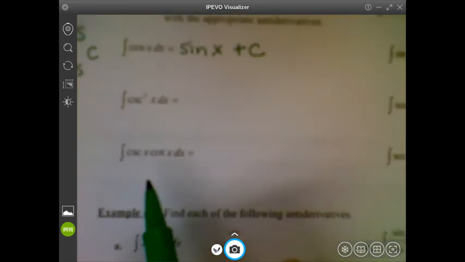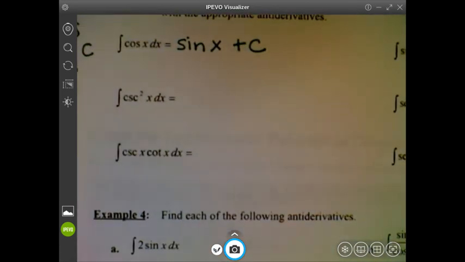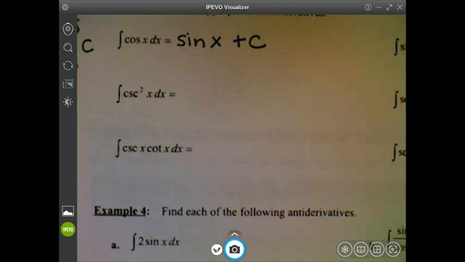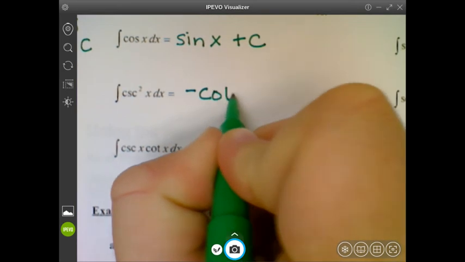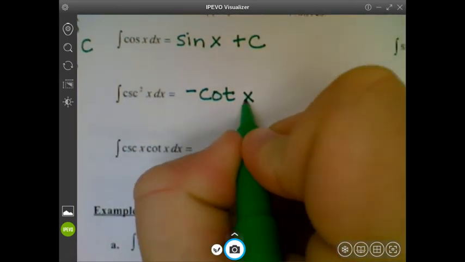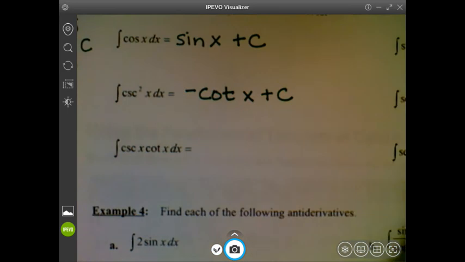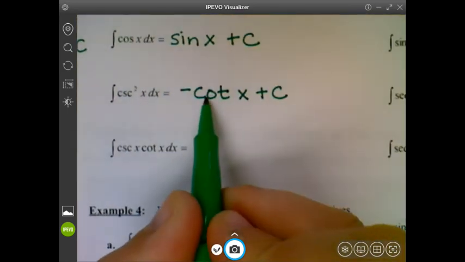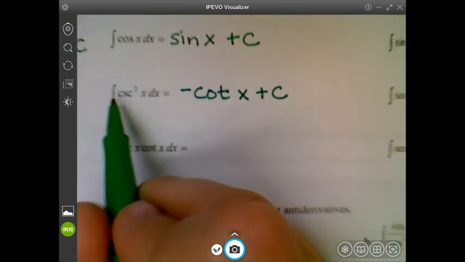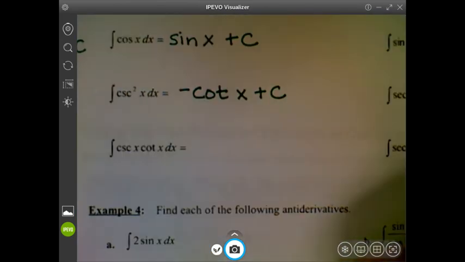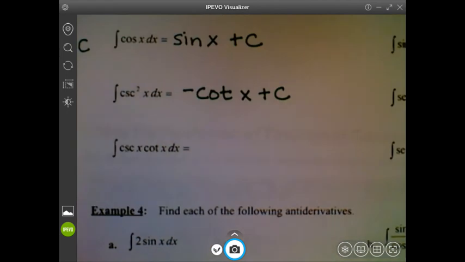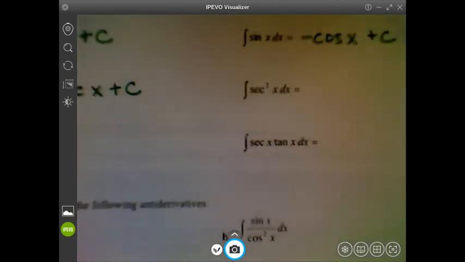And then here's where you just have to know your derivatives. So what did we take the derivative of to get cosecant squared? Well, that's a negative cotangent of x plus c. And typically we say cotangent of x, its derivative is negative cosecant squared. So if this is positive, then it would be a negative cotangent. So you can kind of interchange those negatives back and forth.